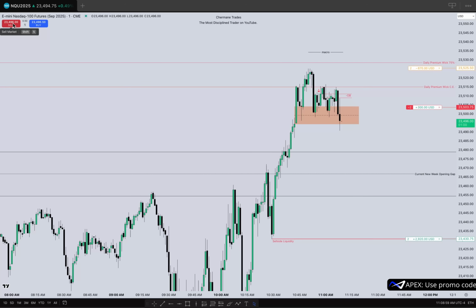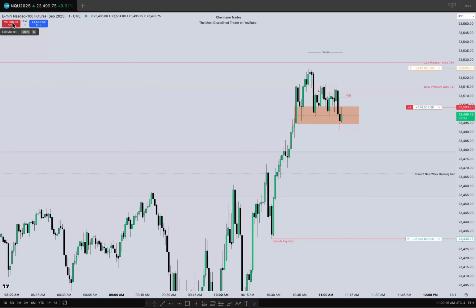Once we tag that new week opening gap, should we do it? So I like that. If we tap consequent encroachment, I'm going to use that as a possible entry. Right there. Look for sensitivity. I would like to see a closure beneath it.